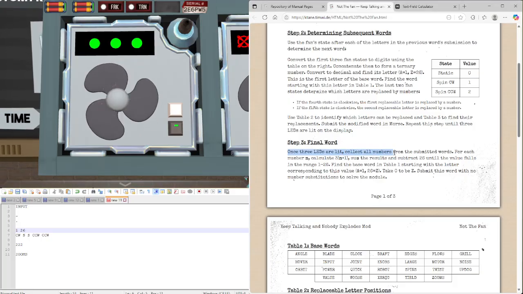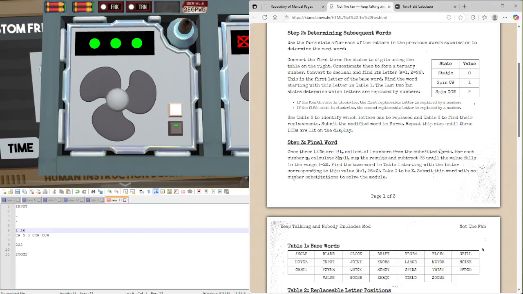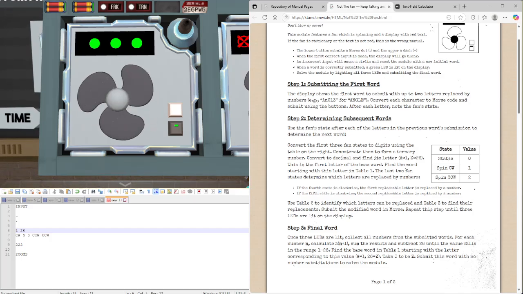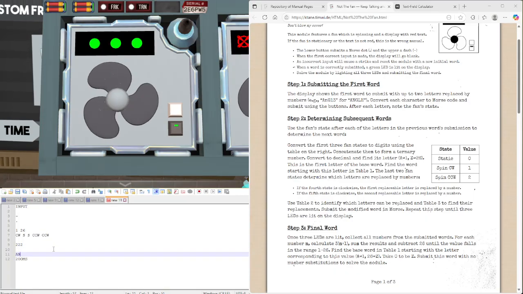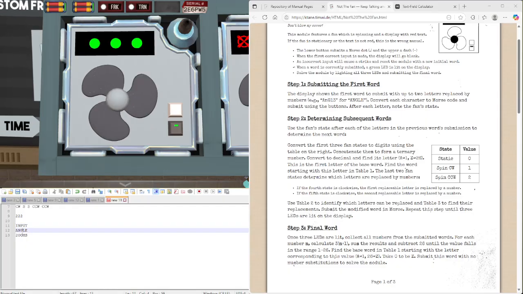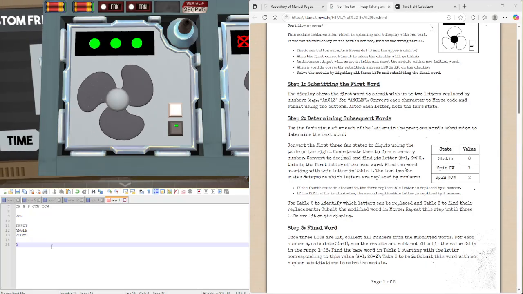Once 3 LEDs are lit, collect all numbers from the submitted words. So the words we submitted, yes, sorry about that. From the words we submitted, we're collecting all the numbers we had from them. So that's just 2 from zooms.